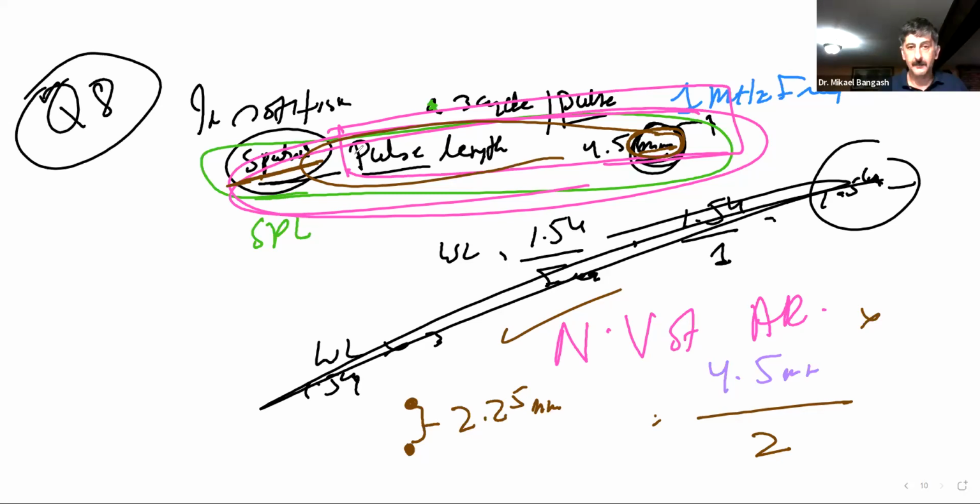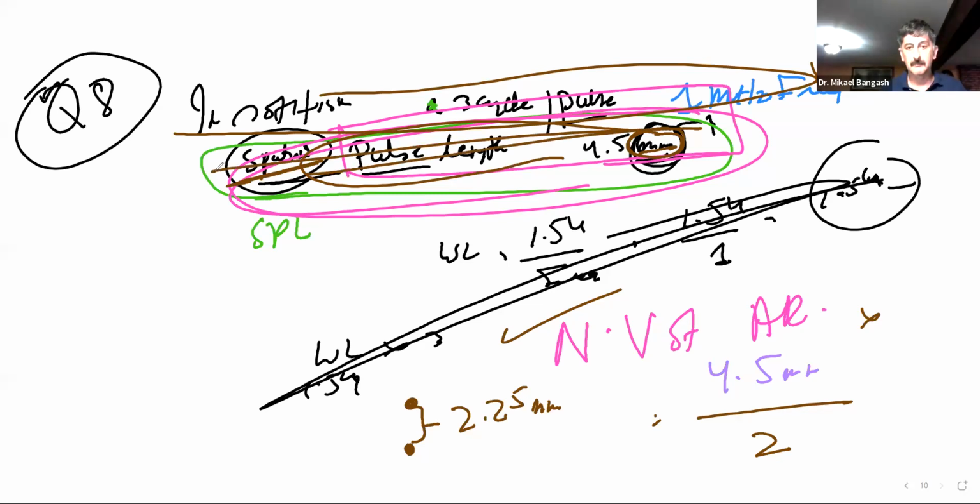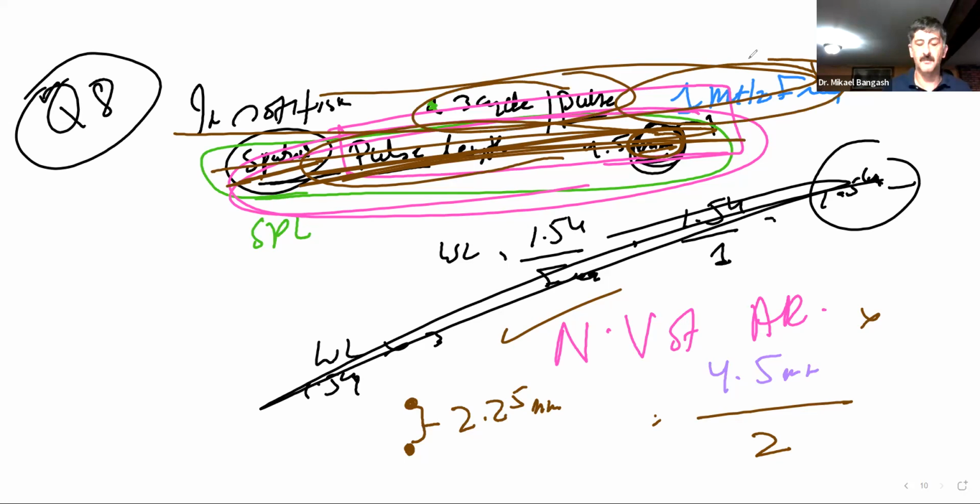So that's how you can extract the vital information that is not given in the question. You may say, thanks for all this, but I really didn't need that. You might have needed it had you not been given this. Had this information not been given, and it just said this is soft tissue, 3 cycles per pulse, a frequency of 1 megahertz, then you would calculate your wavelength, multiply that wavelength by your number of cycles to get the spatial pulse length, and then divide that spatial pulse length by 2.